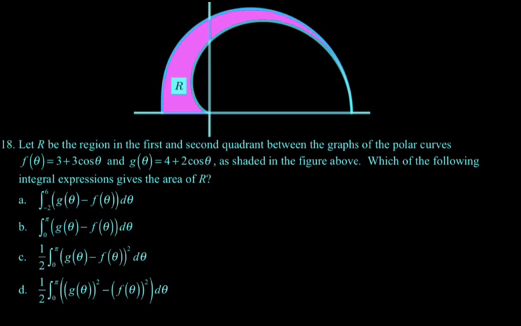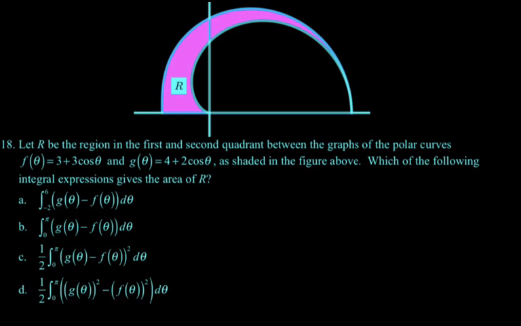All right. Let R be the region in the first and second quadrant between the graphs of the polar curves f(theta) = 3 + 3 cosine theta, and g(theta) = 4 + 2 cosine theta, as shaded in the figure above. Which of the following integral expressions gives the area of R?